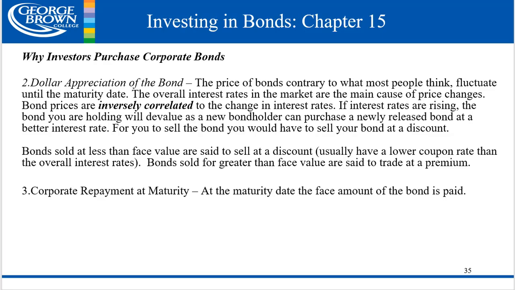I said that inversely correlated means if interest rates increase, the bond price goes down. And that's just a simple function of math, because the price of a bond is the present value of the future coupon payments and the present value of the face value or par value being paid back to you on maturity. Okay. And the third reason why investors purchase corporate bonds would be to get that repayment at maturity. At maturity date, the face amount of the bond is paid back.